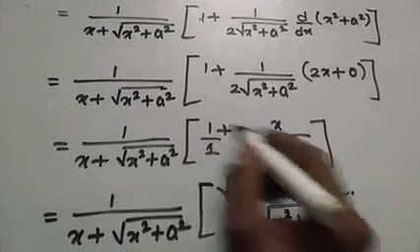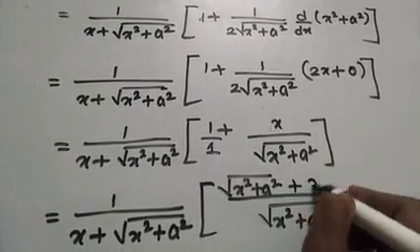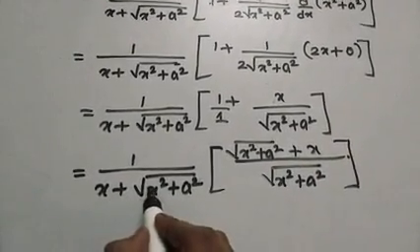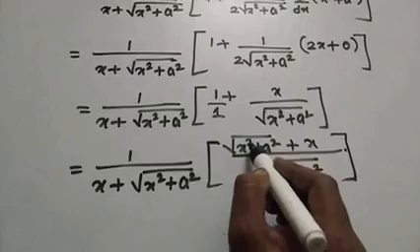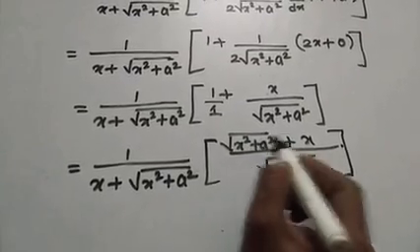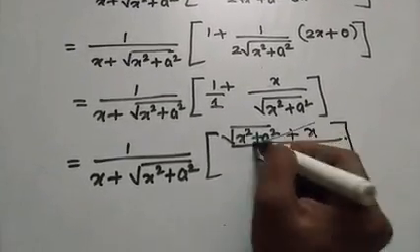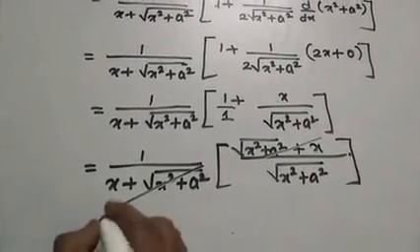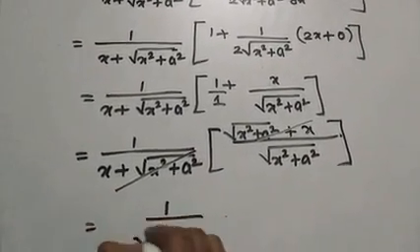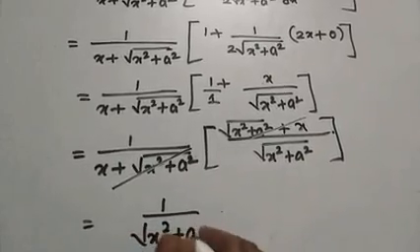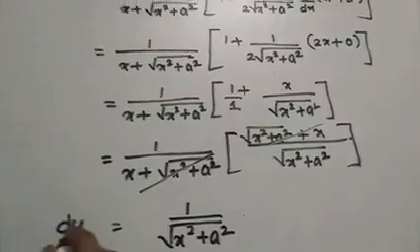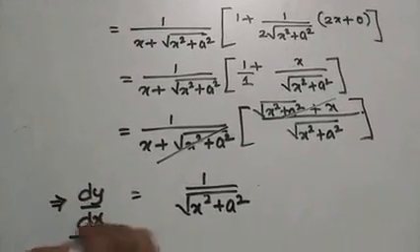Now just do the cross multiplication, 1 into x. So we can see that here x plus root over x square plus a square, and here also root over x square plus a square plus x. So these two terms are the same, so we can cancel them out. So finally what remains? 1 by root over x square plus a square. So this is your final answer of dy by dx.